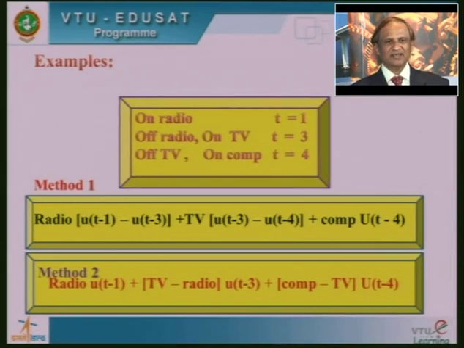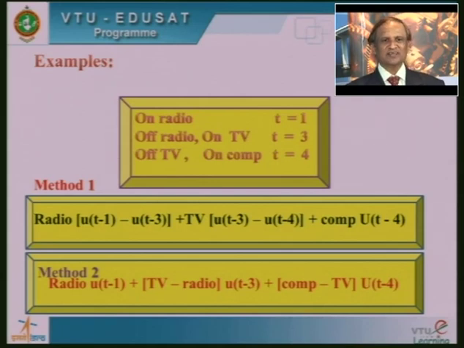So I want to extend the same example. I want to turn on the radio at t is equal to 1. I want to turn off the radio and turn on the TV at t is equal to 3. Why do I want to turn off the radio? Because it is a national waste. I don't want to waste the power, and we can't use all three equipments at a time. So that's why I can rewrite the above example in this form.